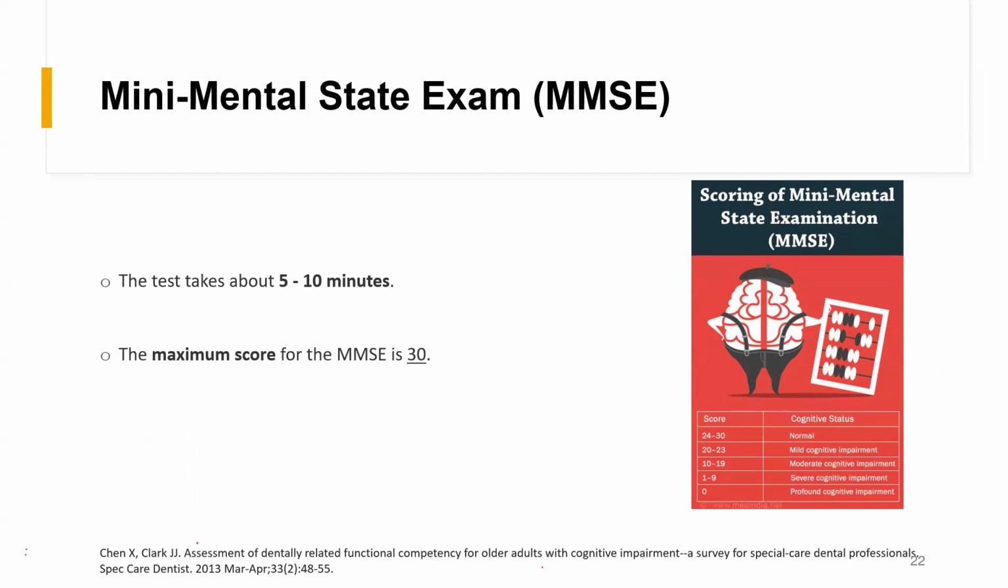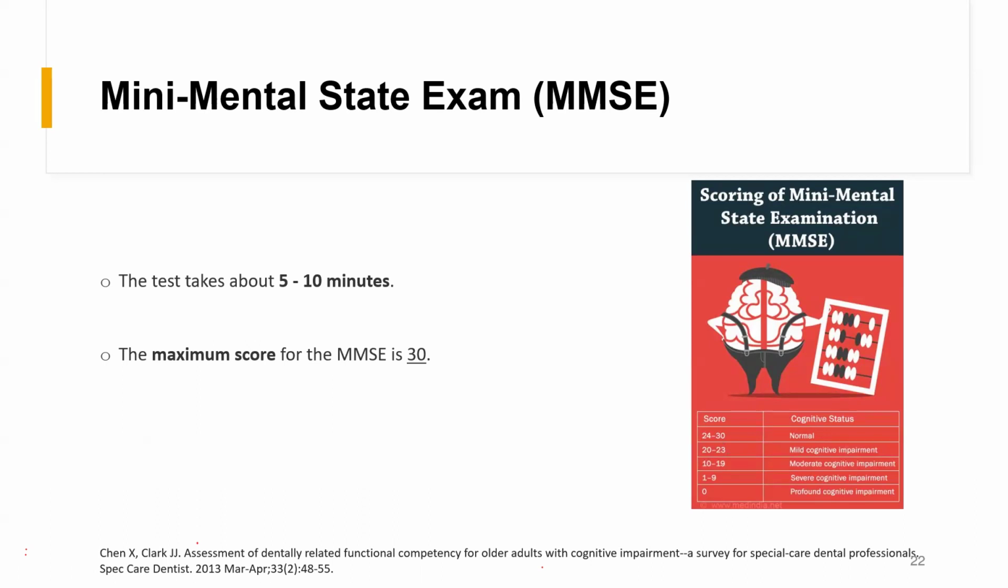and the test usually takes about 5 to 10 minutes. So it's an efficient way to assess the cognitive abilities of the patient using an objective method. As we see here in the figure, a score of 25 or higher is classified as a normal patient. So the patient who scored 25 and more is considered as a patient with a normal cognition.